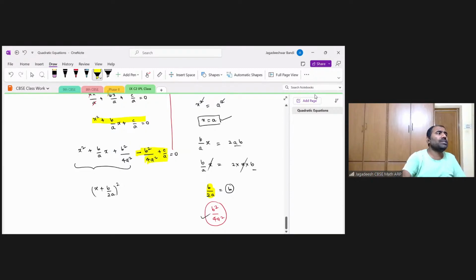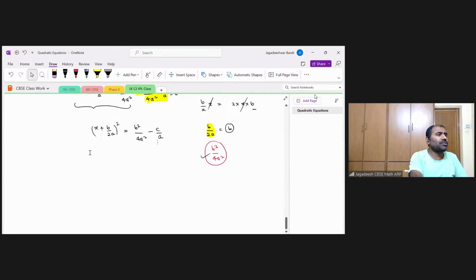Better we transpose it to the right side. So minus b square by 4a square, after sending it to the right side, becomes plus b square by 4a square. And we have plus c by a; after transposing to the right side, it becomes minus c by a. Hope you all understood. Fine. So now let's move to the next step.